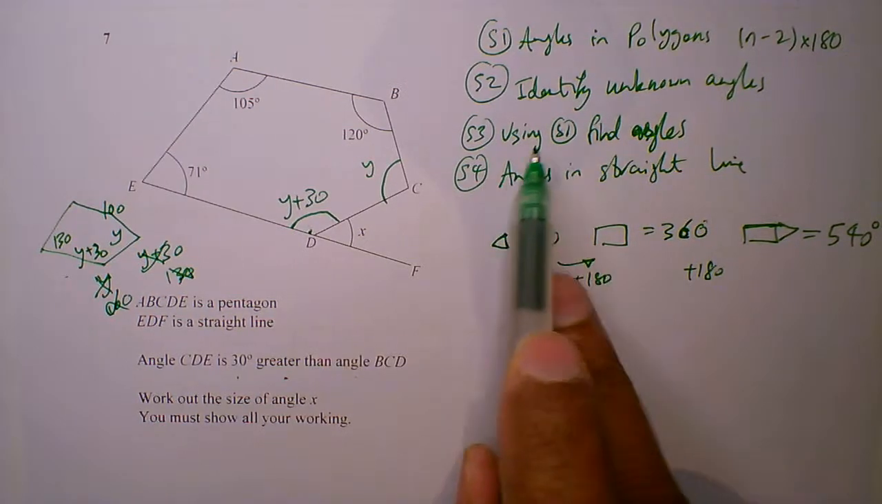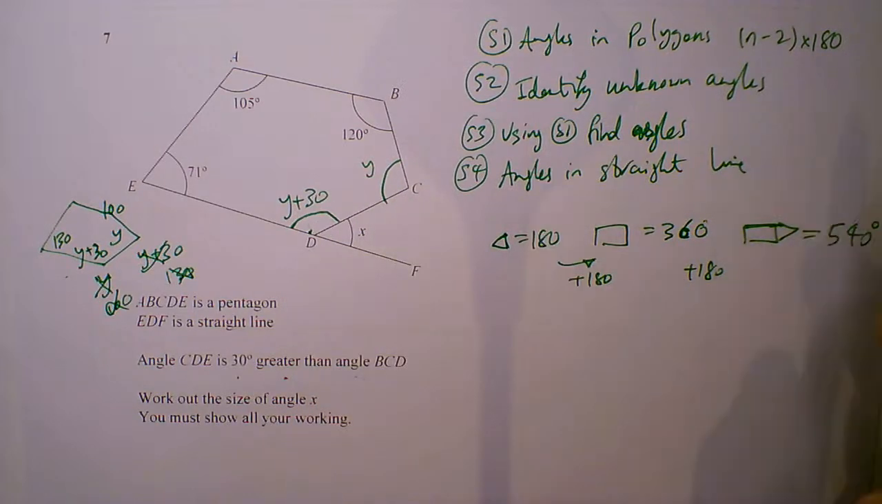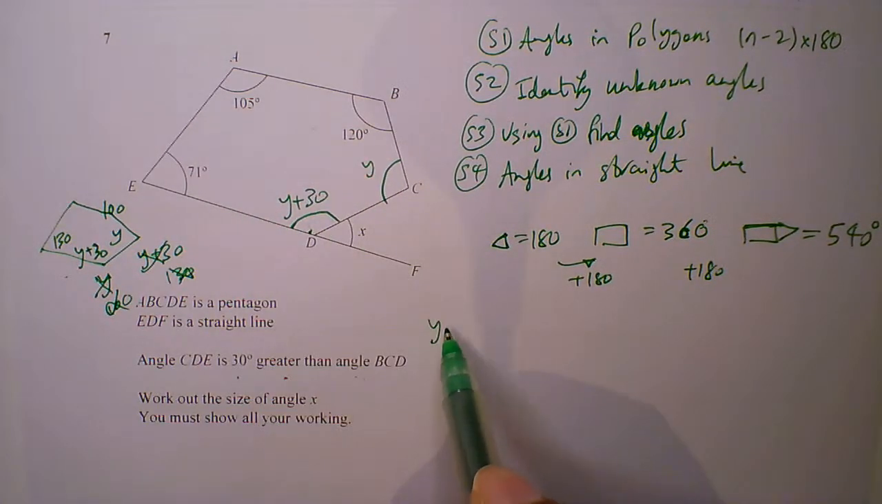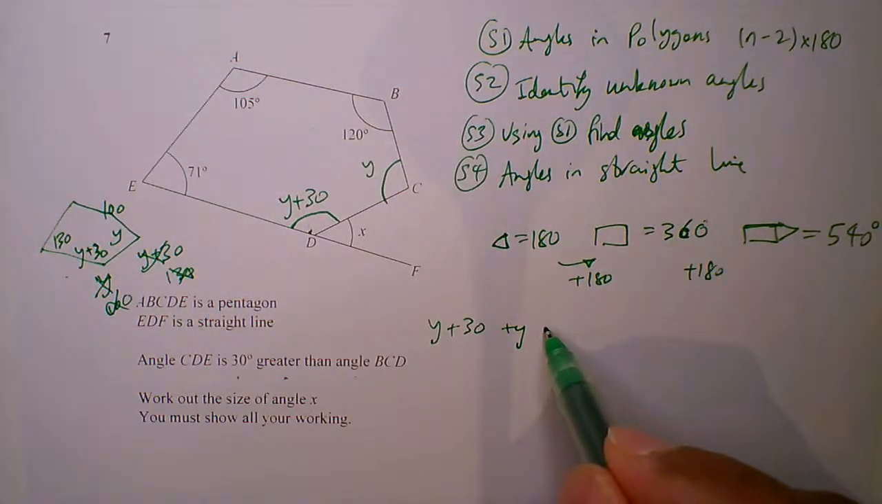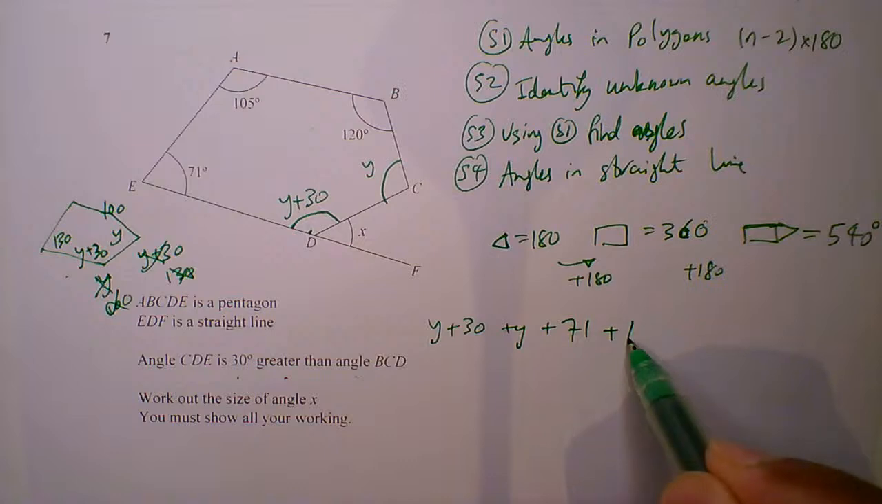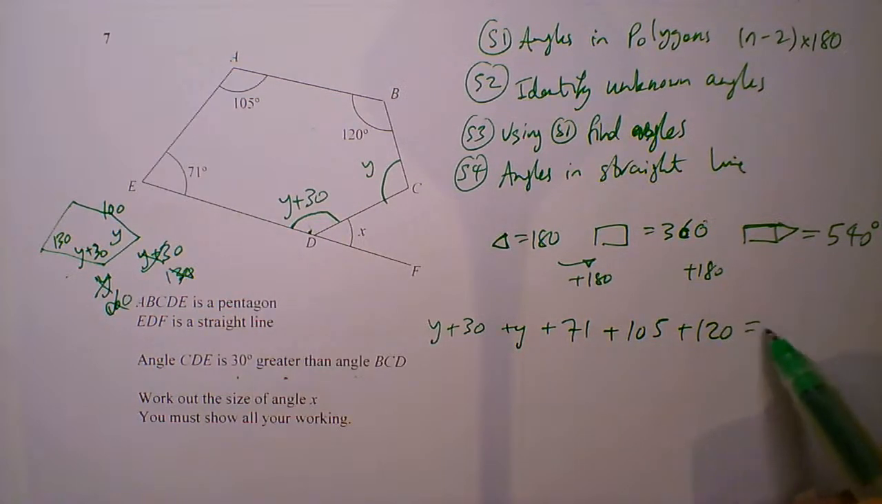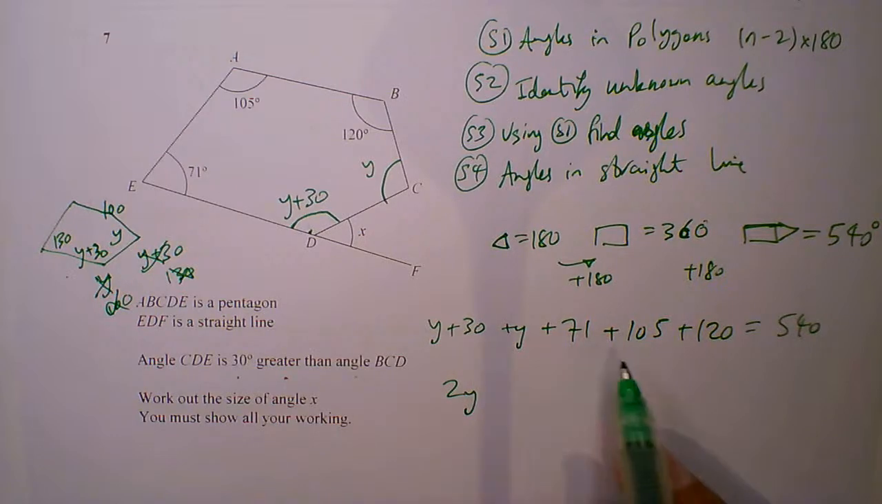Now I can, using step 1, find the angles. I can work out what these are. So I can turn this into an equation. So I've got Y plus 30 plus Y, adding all these numbers, plus 71 plus 105 plus 120 equals 540, which is what I had earlier. So now I can simplify this. Y and Y is 2Y, and add all the numbers there.